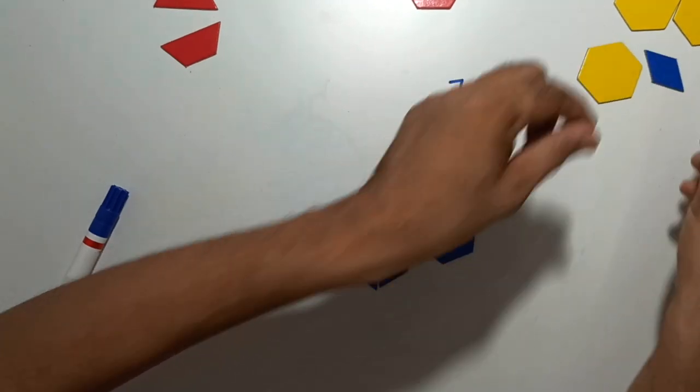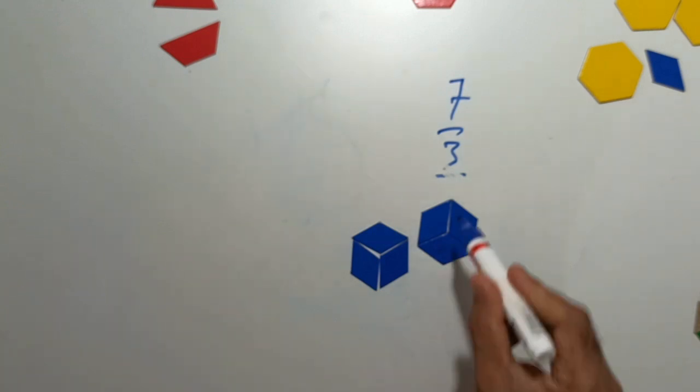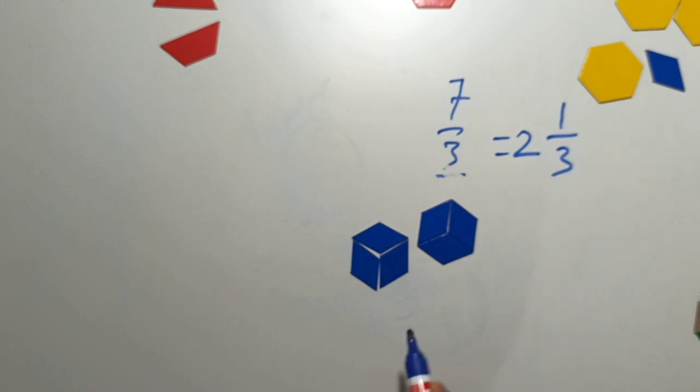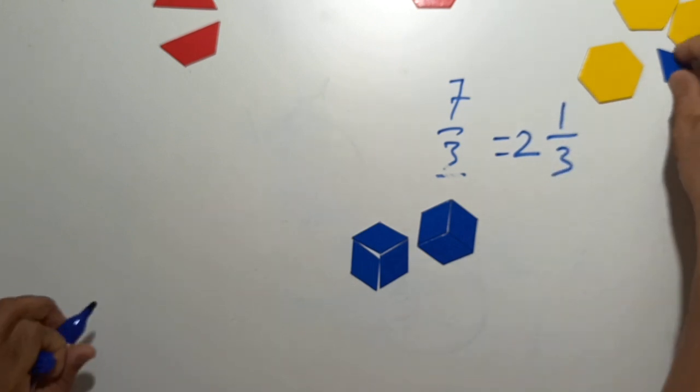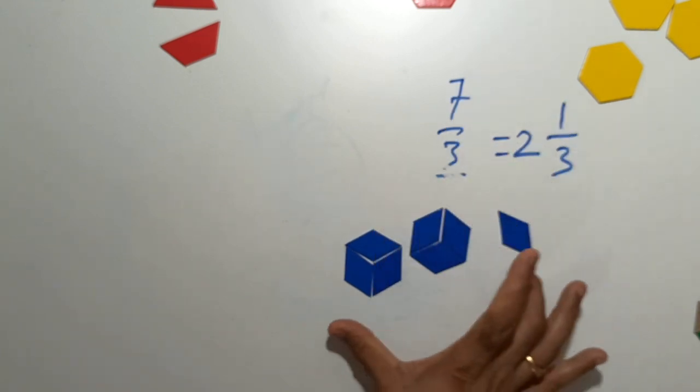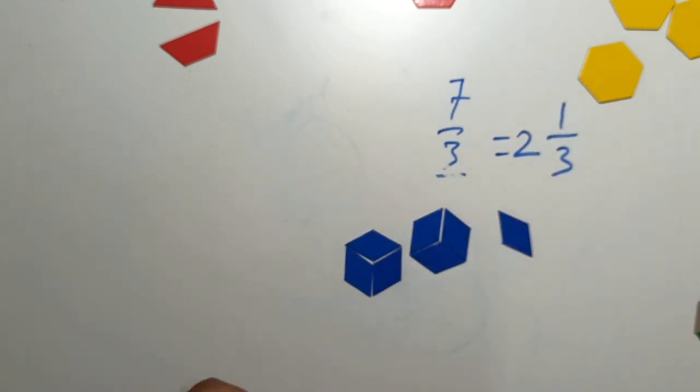I've got only one piece, so it's 1/3 of the whole. So we can write 7 by 3 as 2 wholes and 1 by 3. I've got 2 wholes and 1 by 3, right? So this is how we represent 7 by 3, and the same thing can be written as 2 and 1 by 3 in mixed fraction representation.